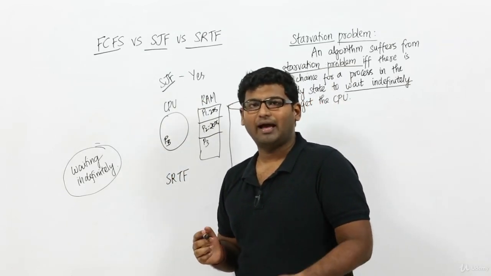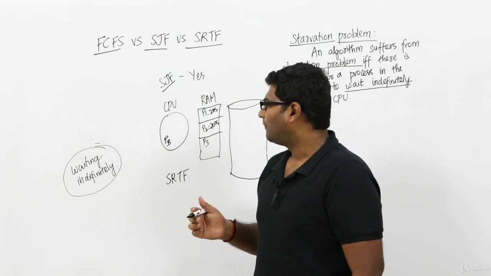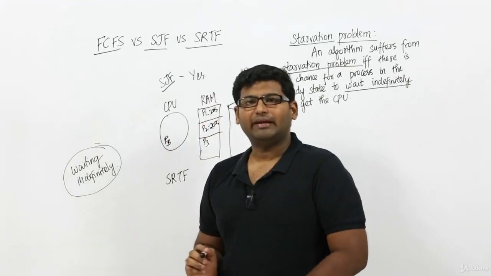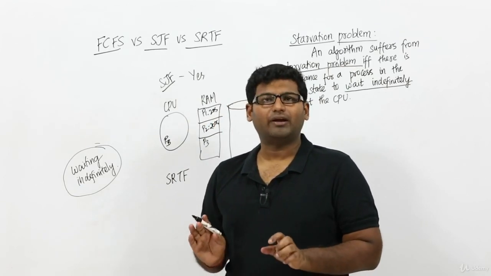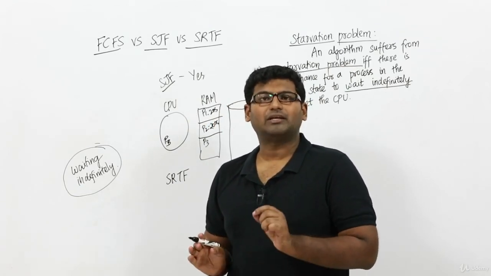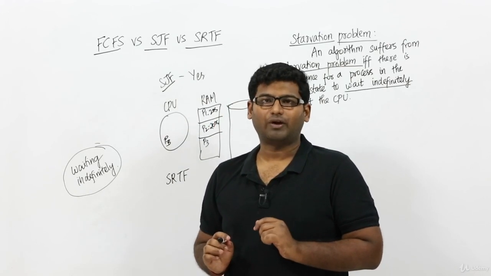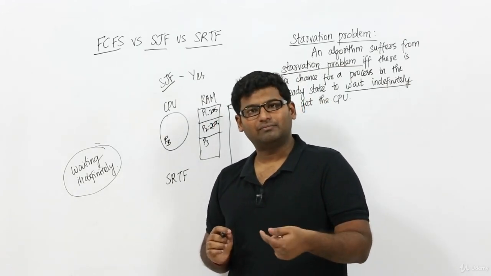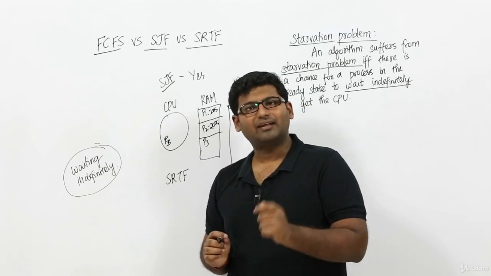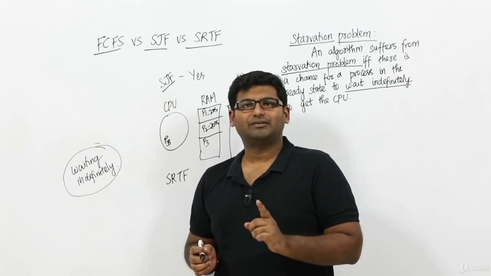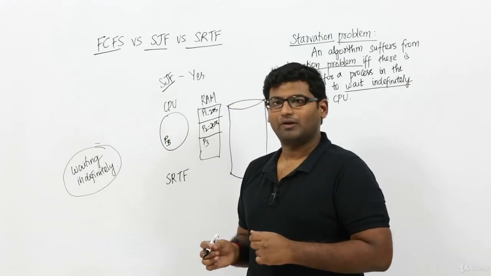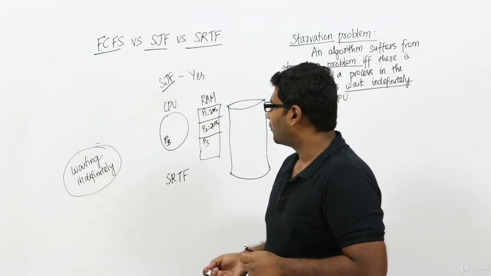Why did starvation happen in the SJF scheduling algorithm? The reason is very simple. The fact is any priority based scheduling algorithm will definitely suffer from the starvation problem. Which means any priority based scheduling algorithm always has a chance that one of its processes can starve, or can wait indefinitely. Why is it true?